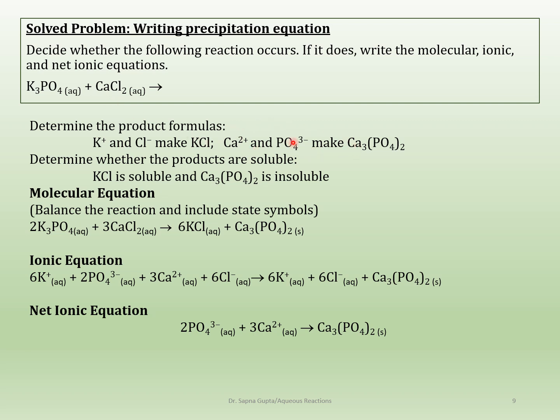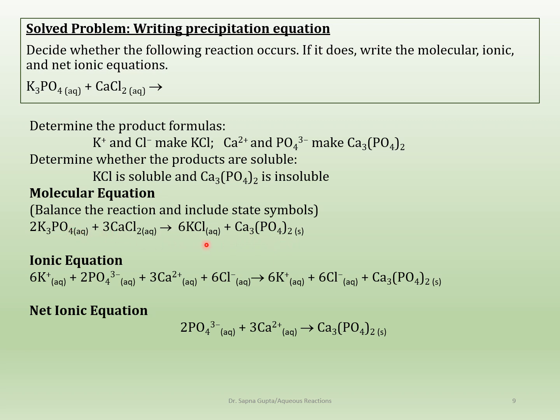Okay, now once you have the products, the KCl and the phosphate, you determine the solubility of both. Then you determine that phosphates are not soluble. So now you write your product. You have KCl as a product and calcium phosphate as a product. So now you write the solid here for it. Then you can balance out the equation.